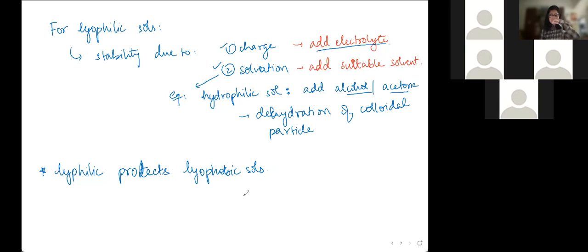This is one thing. If you add a lyophilic sol to a lyophobic sol, it kind of forms a protective layer around these lyophobic colloidal particles. And once they're surrounded by lyophilic, they are good with that stability. So yeah, and that is the end of the chapter.